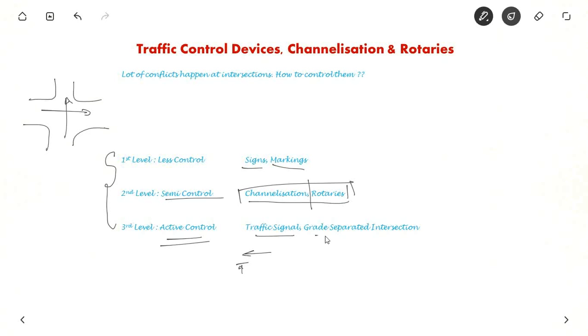Another idea for active control is grade separated intersections. Suppose there are two roads passing like this, you provide a bridge. So that is grade separated. You are separating one grade from another grade. This is at a higher grade and this is at a lower grade. So that is a grade separated intersection.